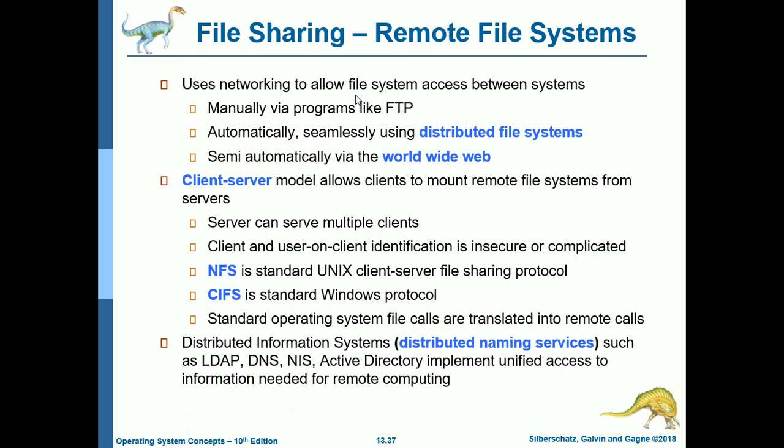So the Windows network file system, now used on many systems, is CIFS. It is the standard Windows protocol. Standard operating system file calls are translated into remote calls. Then there are distributed information systems or distributed naming services such as LDAP, the Lightweight Directory Access Protocol, or DNS, the Domain Name Service or Domain Name System. And then NIS is Network Information Service. And Active Directory implements unified access to information needed for remote computing.